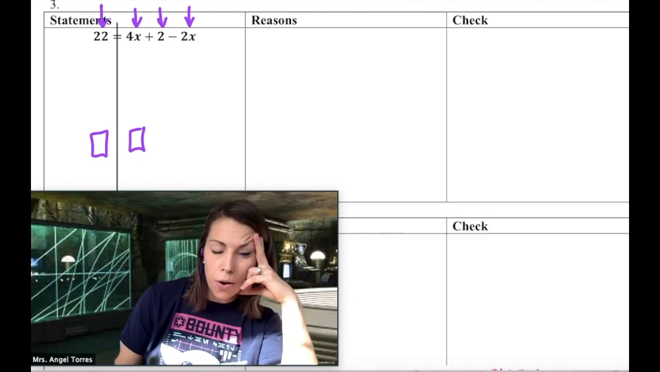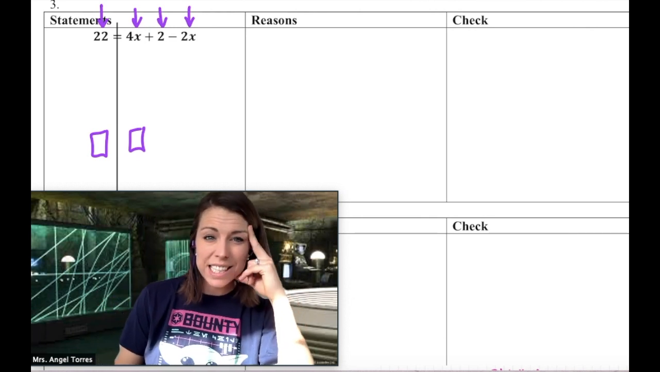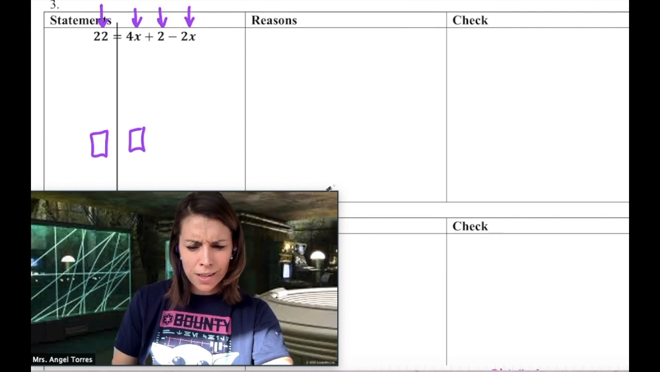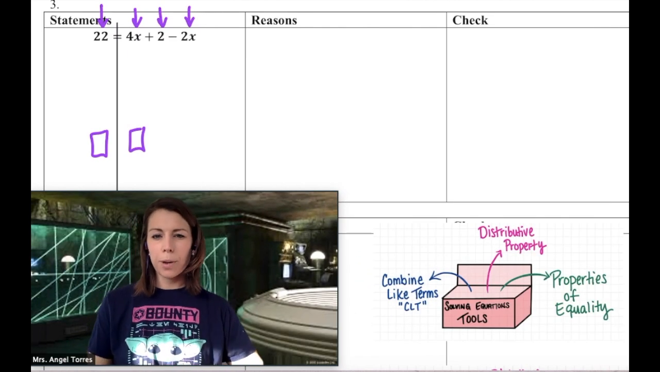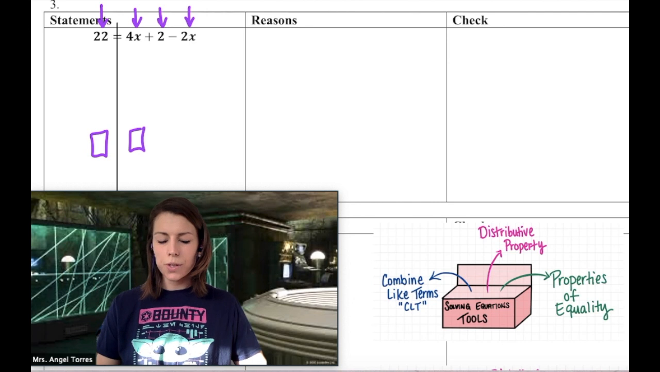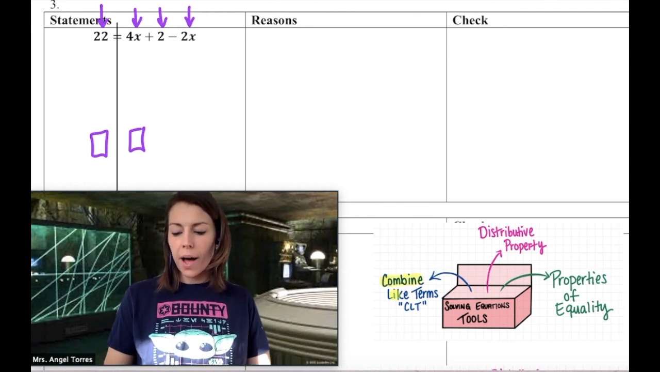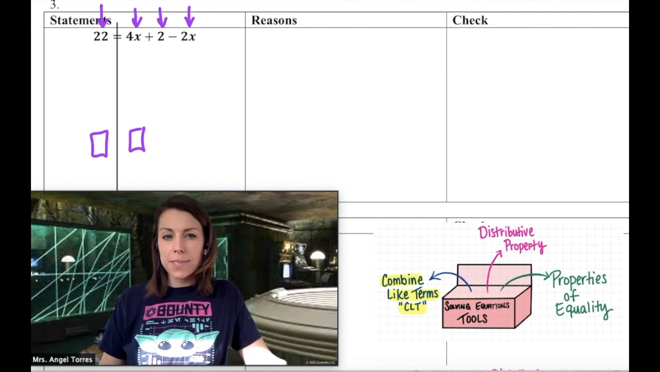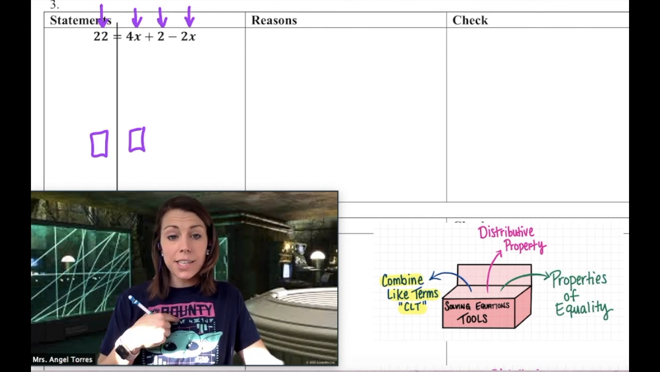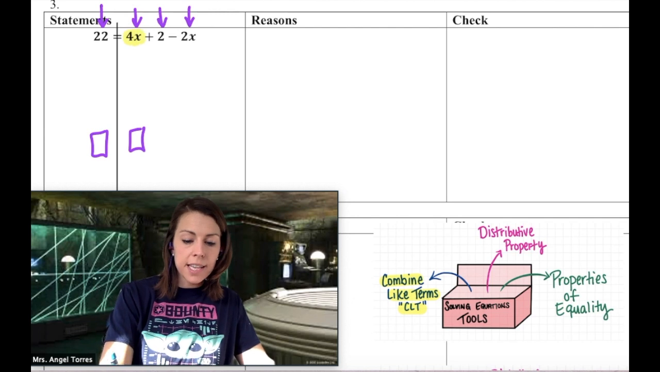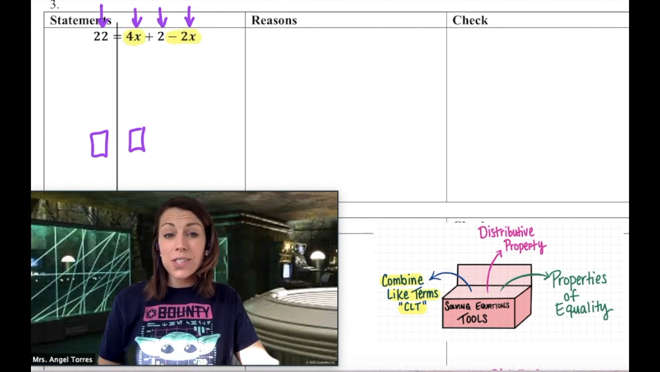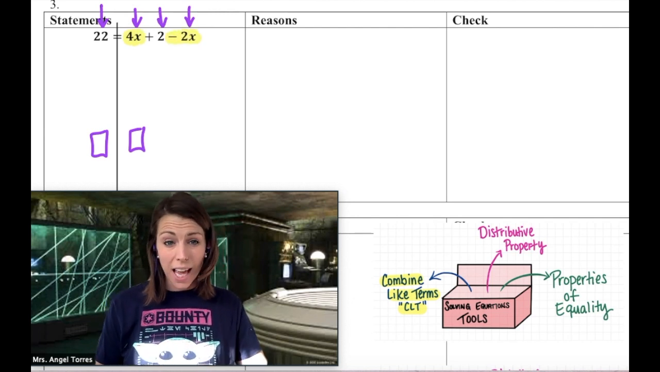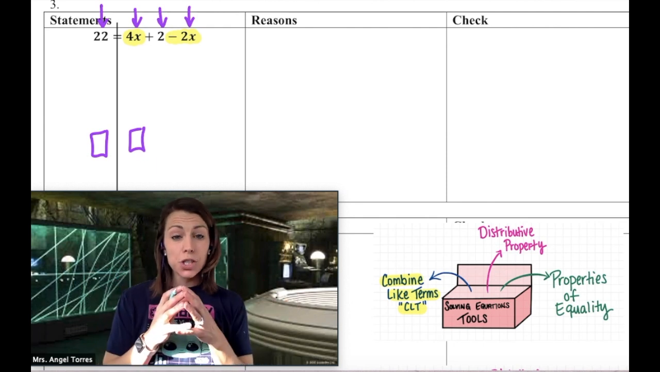So how do we go from 3 terms down to 2 terms? For this, I thought it might be nice to bring back our solving equations tools. What if we were able to combine some like terms? Do we see like terms on the same side of the equation? I do. I see a 4x and a minus 2x, and since they're on the same side of the equal sign, we can combine those into a single term.